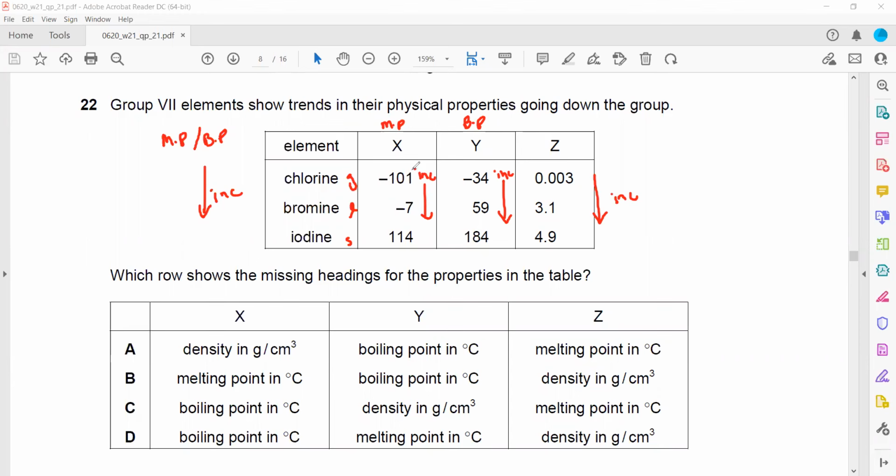And why can X and Y not be density? Because density cannot be negative. You don't define a density as minus 101. That is totally incorrect. Density is mass present in a unit volume, so it will always be positive. So that's why Z is a density. So the column which includes Z as a density, either B can be an answer or C can be an answer.